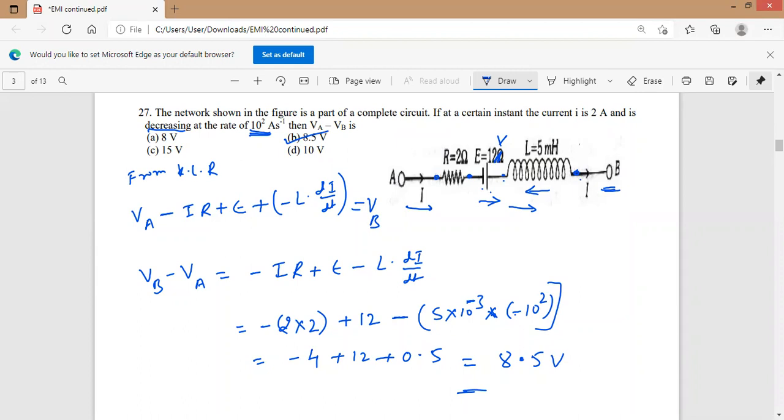Across the inductor, you have to take plus of minus L into di by dt, because the EMF or current is induced in the direction opposite to the direction of flow of the main current, and we are moving in this direction. Therefore, current always flows from higher potential to lower potential.